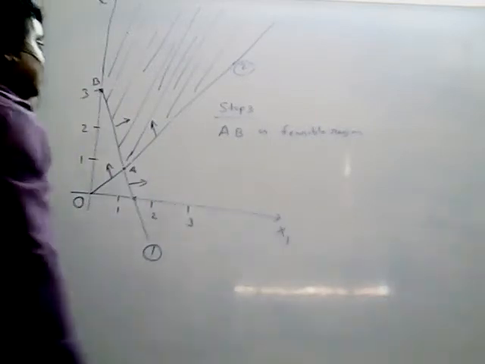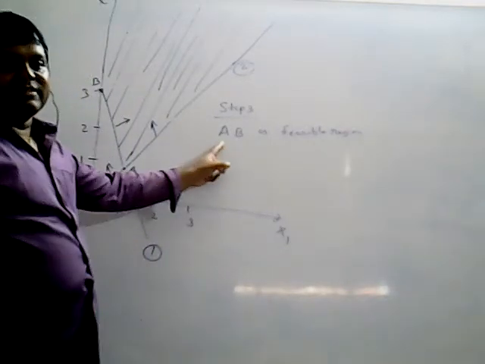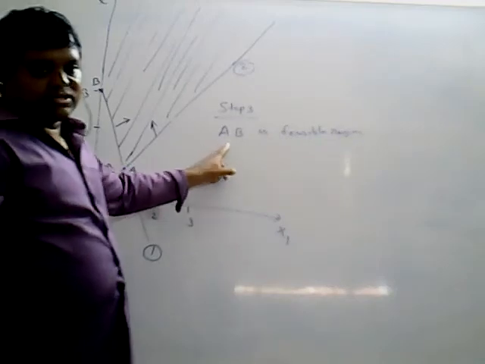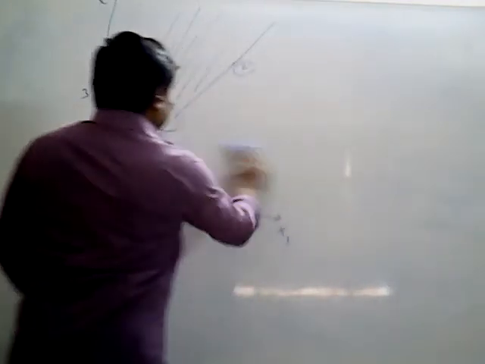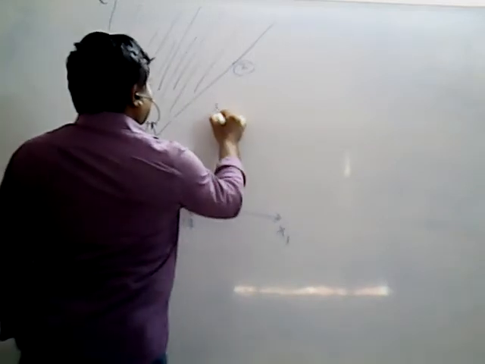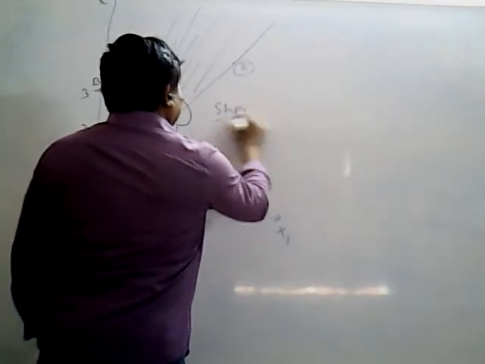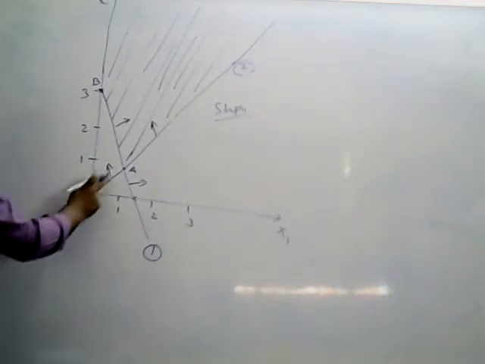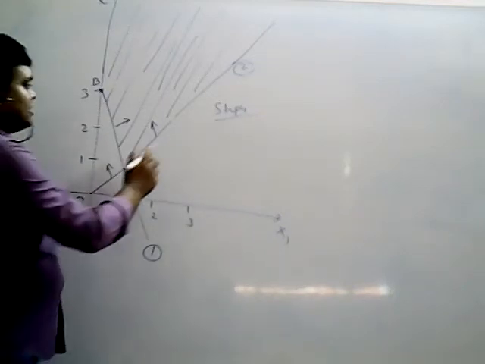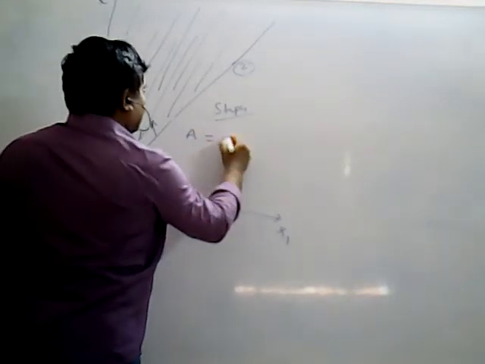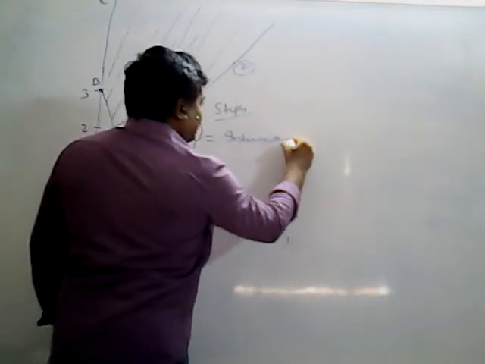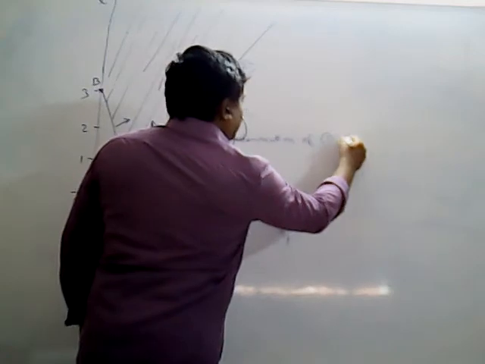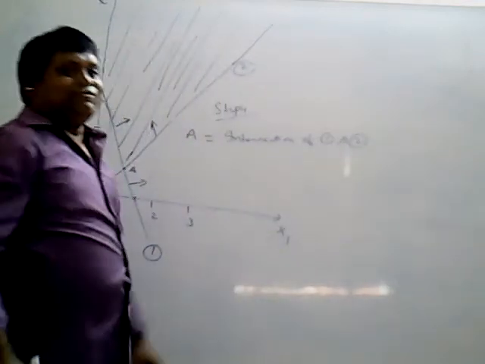We got it. Step number 4 is nothing but identifying these points. So I will identify the A point and the B point as usual. That is step number 4. A is the intersection of 1 and 2. If you solve 1 and 2, you will get the A point. So A equals the intersection of 1 and 2.